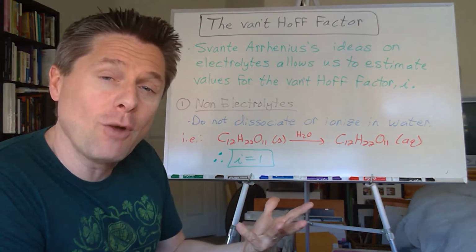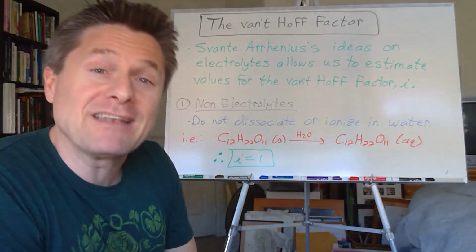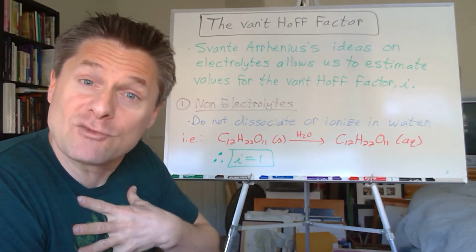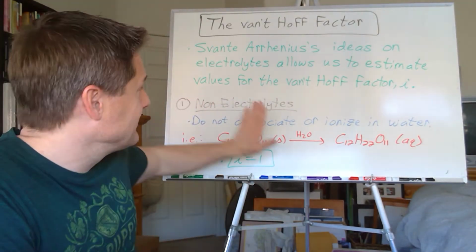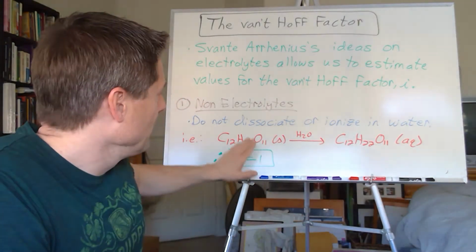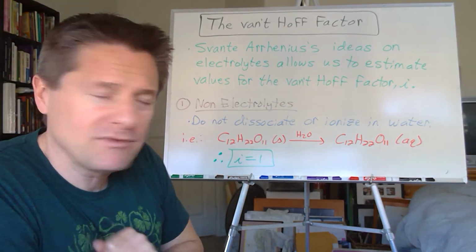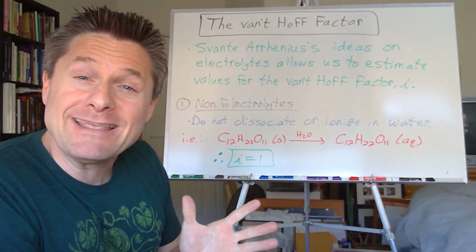Remember, Jacobus van 't Hoff was looking at i as a ratio of the measured over the expected value of that colligative property. But now we can estimate it just by looking at electrolytes, which we understand now, hopefully. So all you need to know is, if it's a non-electrolyte, it does not dissociate or ionize in water, and it produces the same number of particles as it started with before it was in solution. Boom! i equals 1. Yay, those are easy.